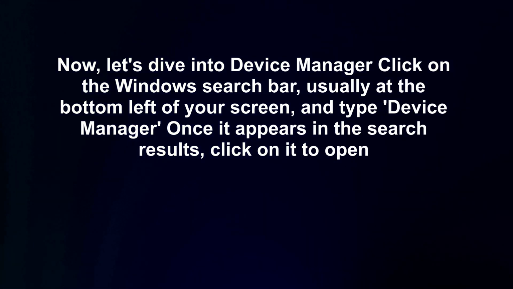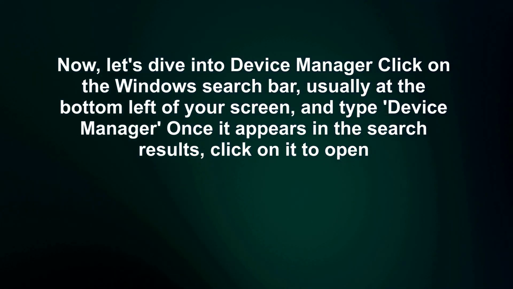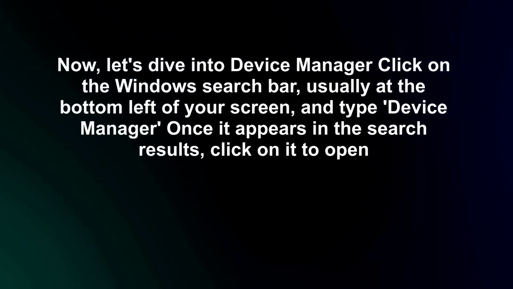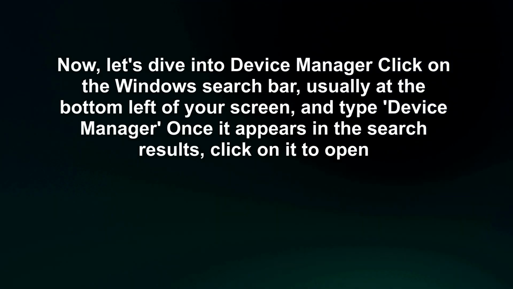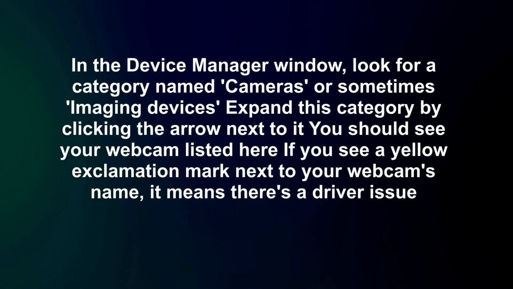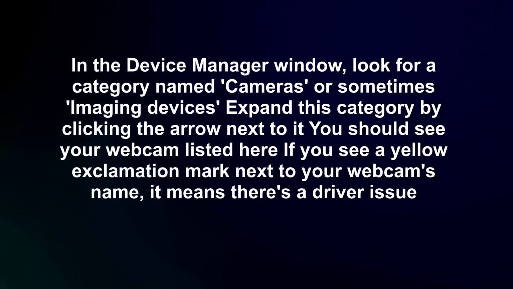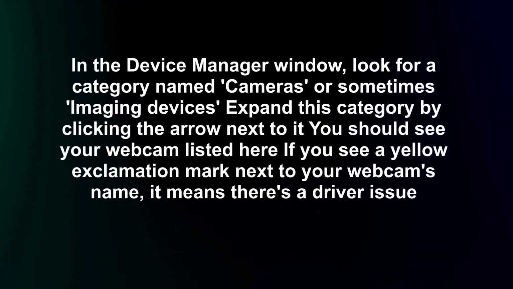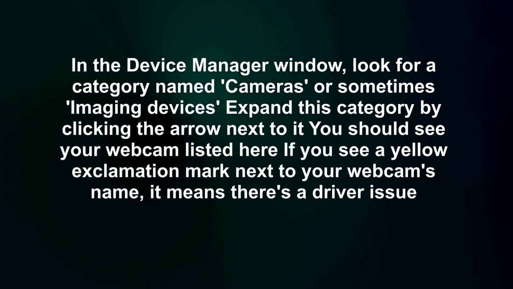Now, let's dive into Device Manager. Click on the Windows search bar, usually at the bottom left of your screen, and type Device Manager. Once it appears in the search results, click on it to open. In the Device Manager window, look for a category named Cameras or sometimes Imaging Devices. Expand this category by clicking the arrow next to it. You should see your webcam listed here.